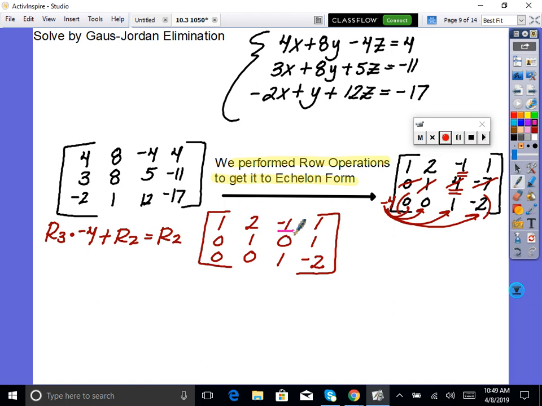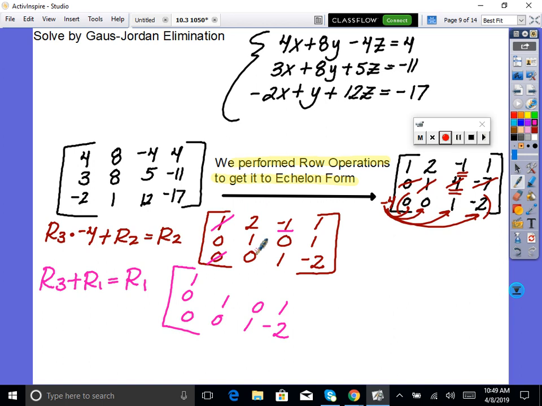Okay, now we need to get a 0 here. Row what? With what? Yep, so row 3 plus row 1, which will equal our new row 1. So we are changing row 1, so I'm going to write in row 2 and 3 real quick. 0 plus 1 is 1. 0 plus 2 is still 2, isn't it? 1 plus negative 1 is 0. And then negative 2 plus 1 is negative 1.